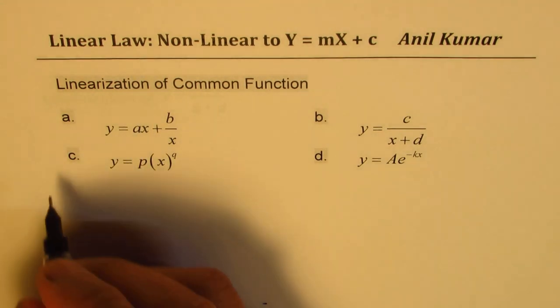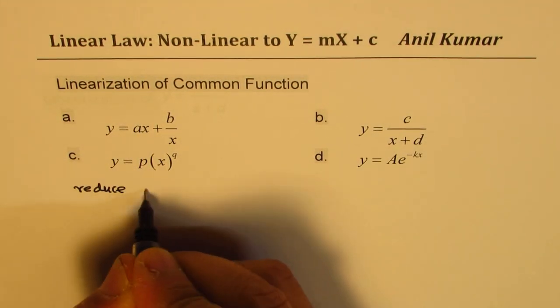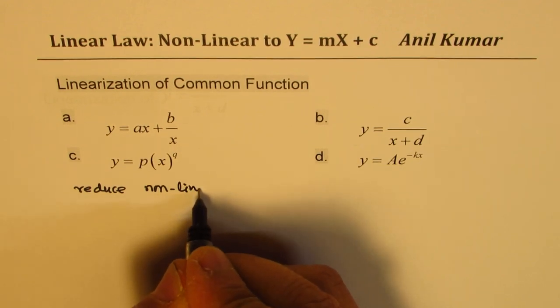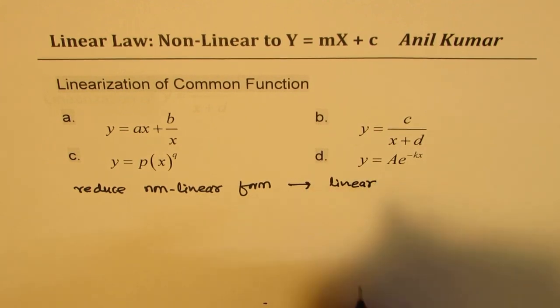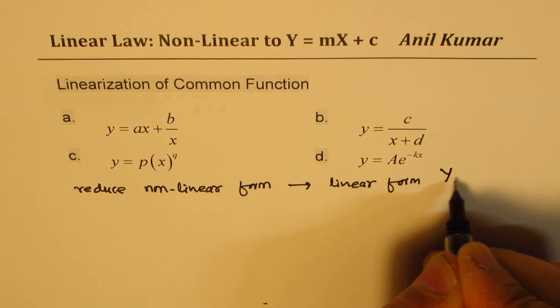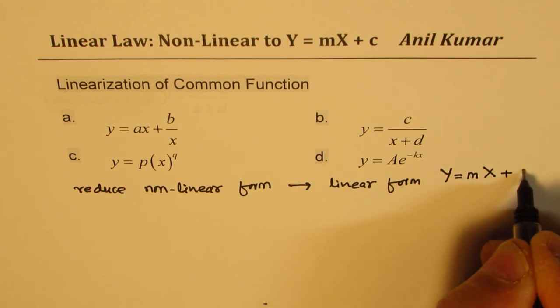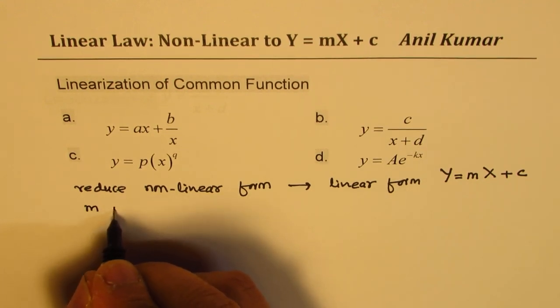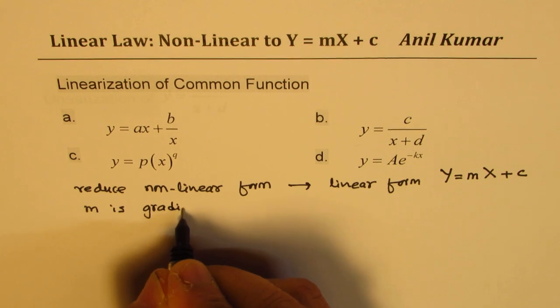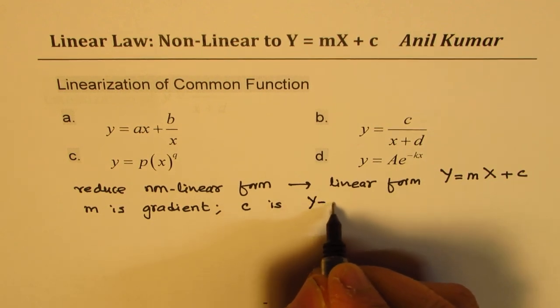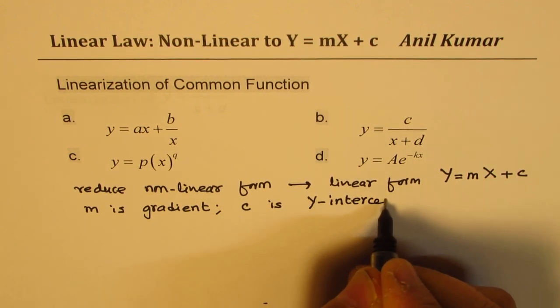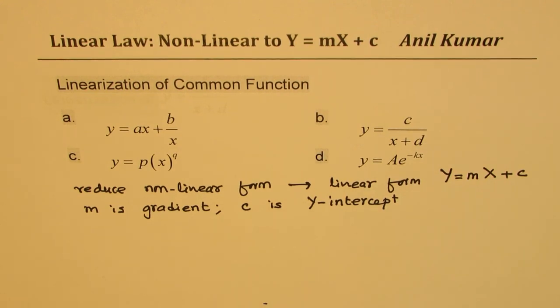So basically, it is used to reduce nonlinear form to a linear form. That is the major function. So when we say linear form, we say capital Y equals M capital X plus C, where M is the gradient and C is the intercept, I should write capital Y intercept. Right, so that is what it is. And y equals mx plus b is the normal equation of the line since it is very similar.